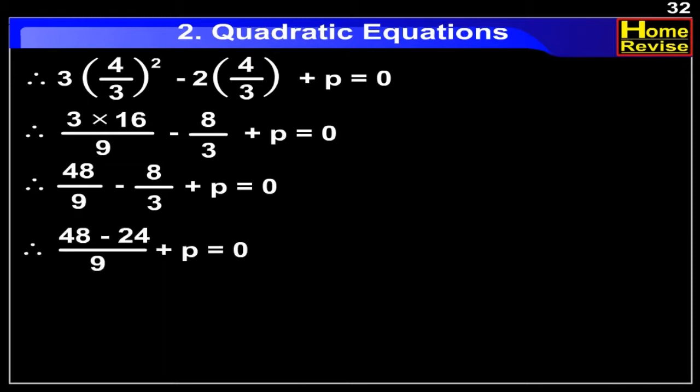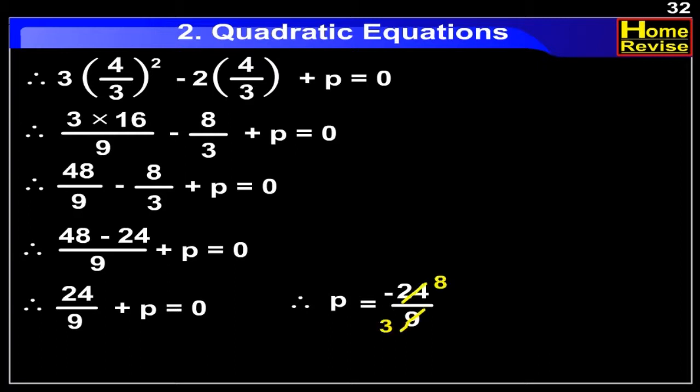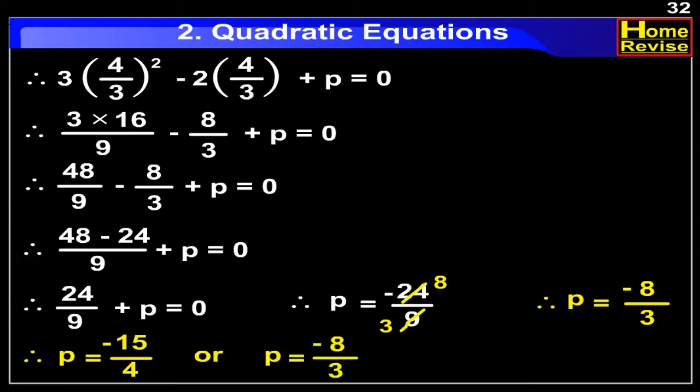Taking LCM, we get 48 minus 24 upon 9 plus p is equal to 0. Therefore, 24 upon 9 plus p is equal to 0. Therefore, p is equal to minus 24 upon 9. 3 8s are 24, 3 3s are 9. Therefore, p is equal to minus 8 upon 3. Therefore, p is equal to minus 15 upon 4 or p is equal to minus 8 upon 3.